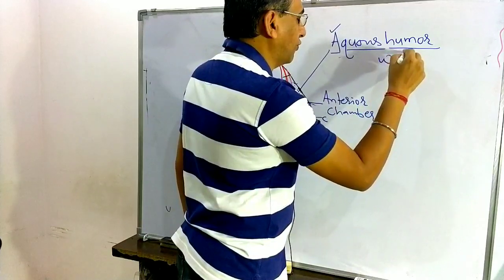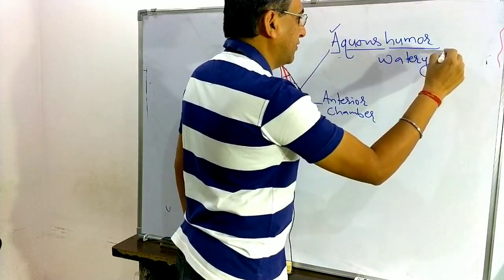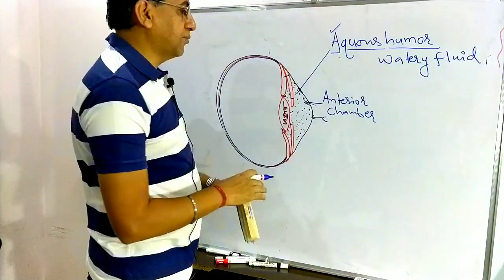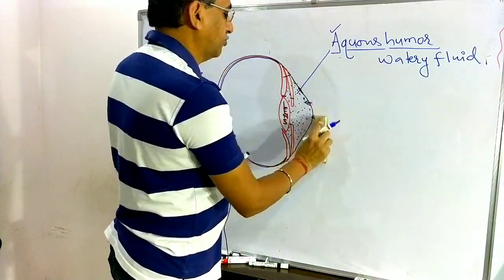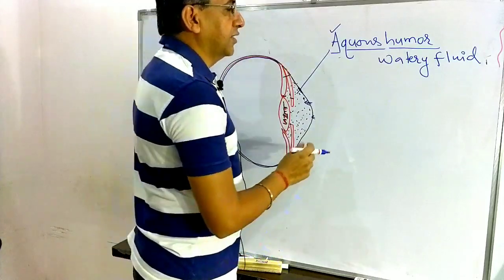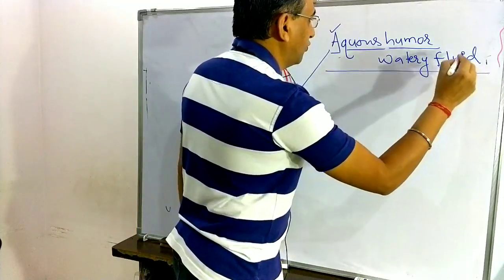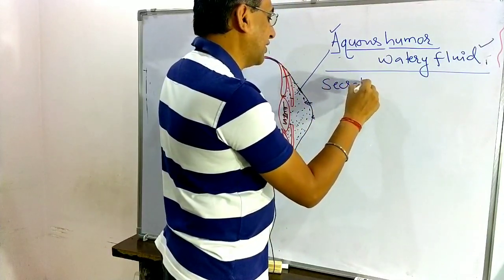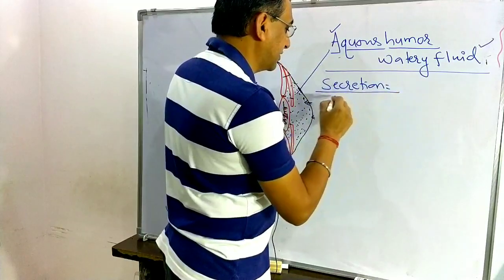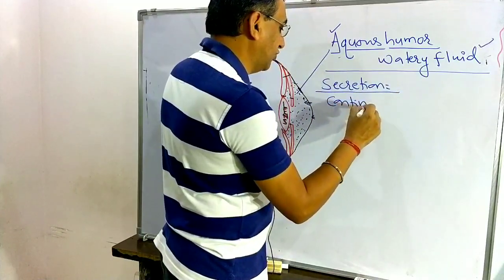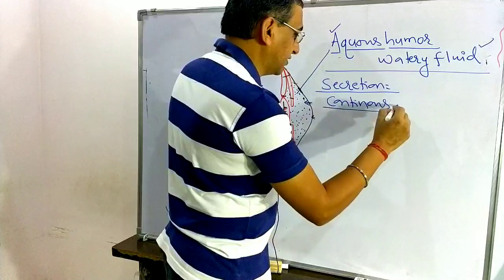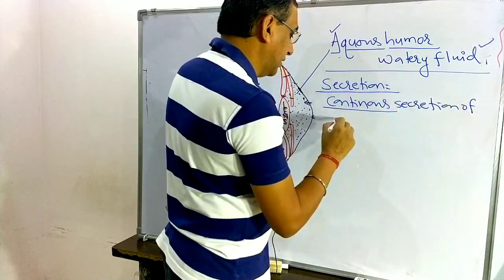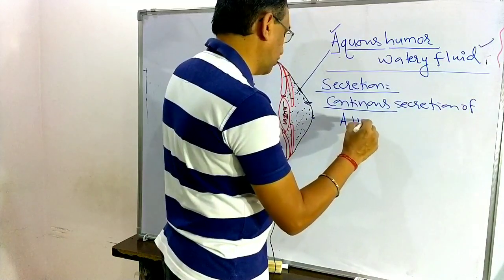The aqueous humor is a watery fluid, and that is very important. There is continuous secretion of aqueous humor throughout life.